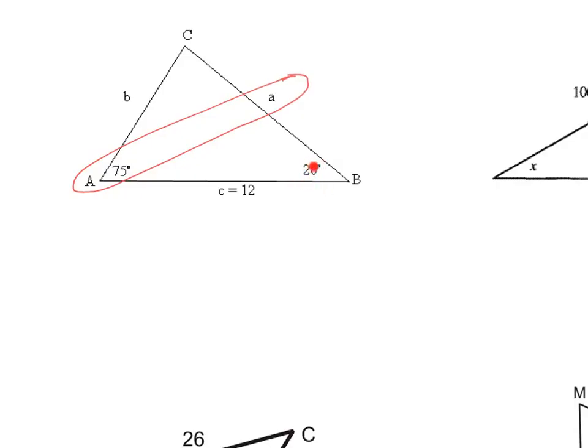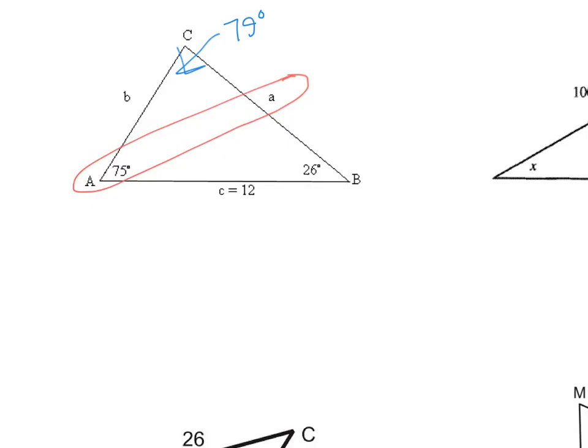So I have this angle, but I don't know that side. I have this side, but I don't know that angle. But technically, you can figure out this angle because all of these three angles have to add up to 180 degrees. This angle is 79 degrees.